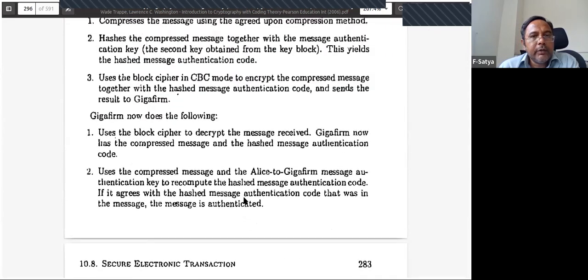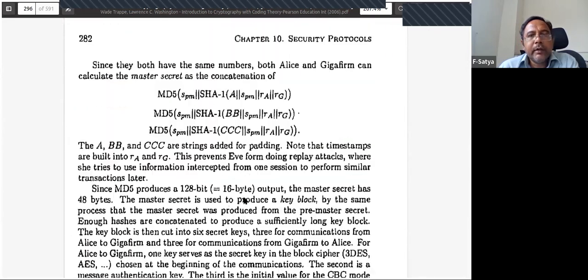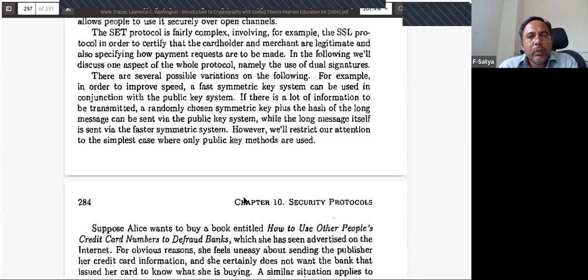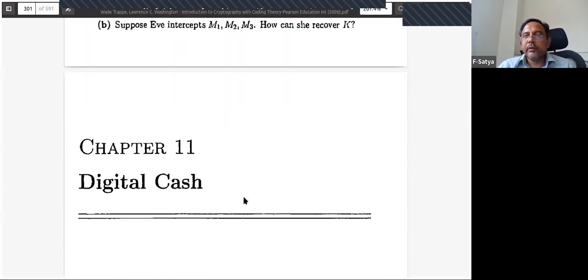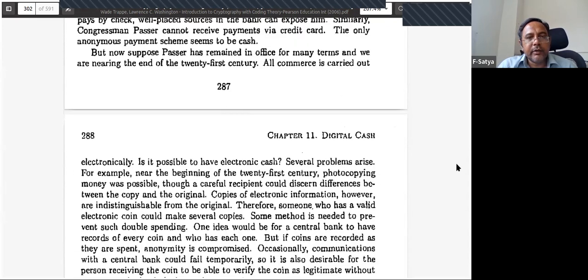Okay, what is happening? It's chapter 10. Oh, chapter 12. So this is digital cash. Okay, Sonali, it is useful to you actually. There is a chapter on digital cash.